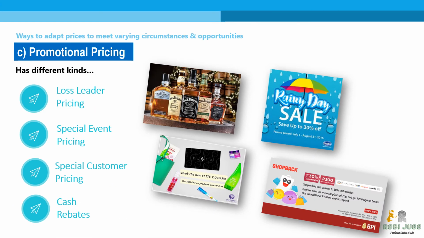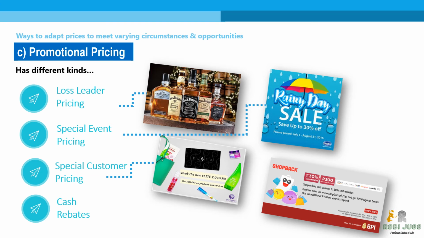Adapting of prices also happens if the business has promotions. This may come in various forms like loss leader pricing, wherein say a supermarket drops the price of well-known brands like Jack Daniels for liquor promotions in order to stimulate additional store traffic for liquor lovers. Another form of promotional pricing is special event, where sellers establish special prices in certain seasons to draw in more customers. Example is rainy day sale. There is also a special customer pricing, where sellers offer special prices exclusively to certain customers.